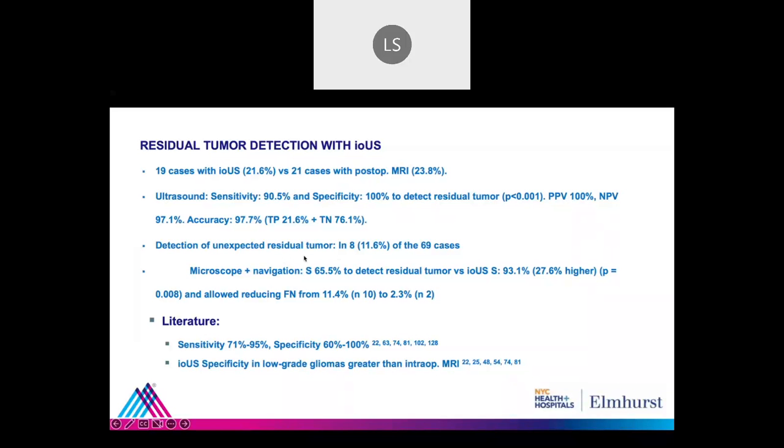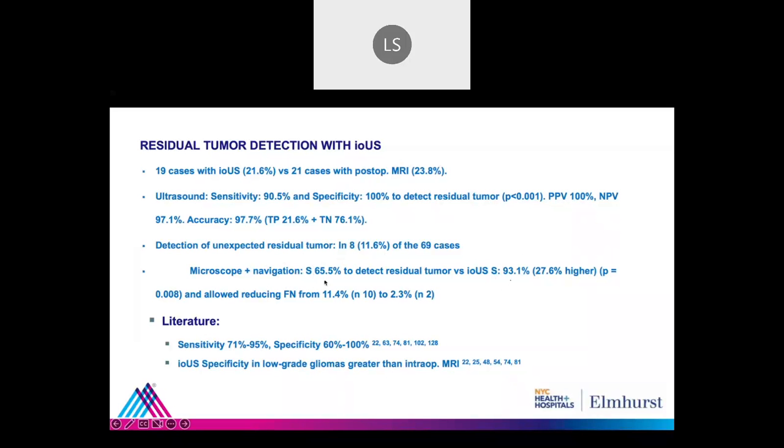In 8 cases, 11% of the cases, where we thought that the resection was total, we took the ultrasound and discovered that there was residual tumor that was actually resectable because it wasn't in an eloquent area, and we went and resected that tumor. So it has an overall sensitivity of 93%, compared with a 65% sensitivity if we just use the microscope with the navigation to detect residual tumors.